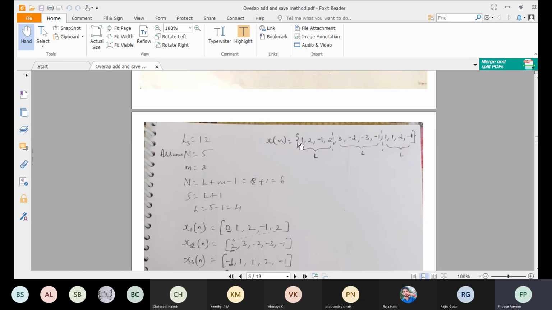It is 4. So the given sequence is divided into 3 parts. This 4 number of samples, this 4 number of samples, this 4 number of samples. And N is what? That is N equal to 5. In this one we will have 5 samples. Since we have divided it into 4, we'll put 0 over here. This last number 2 again we will write, and we'll write this sequence.